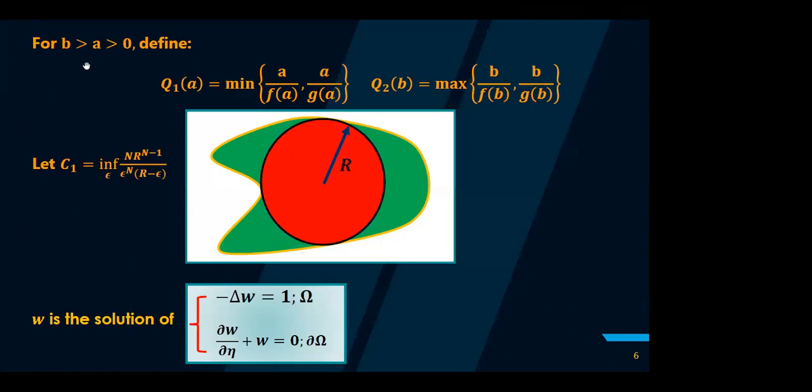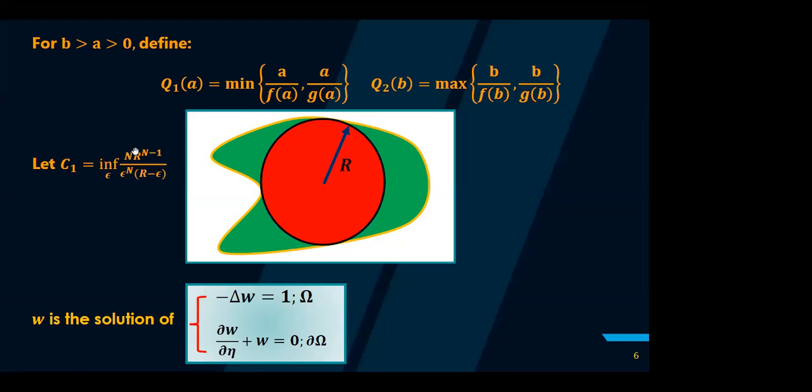Here are more terminologies. For b greater than a greater than 0, I'm going to define q1a to be the minimum of these two numbers and q2b to be the maximum of these two numbers. And I'm going to take c1 to be the infimum of this expression with respect to epsilon. Here, this n is the dimension of your domain, and r is the radius of the largest inscribed ball inside your domain. Finally, I'm going to take W to be the solution to this particular boundary value problem.